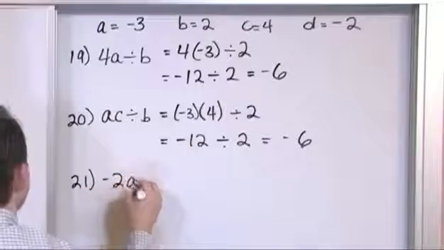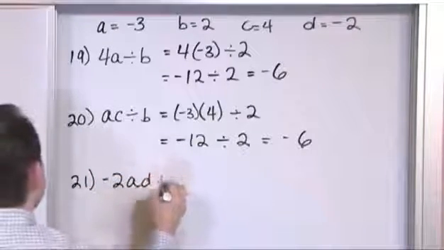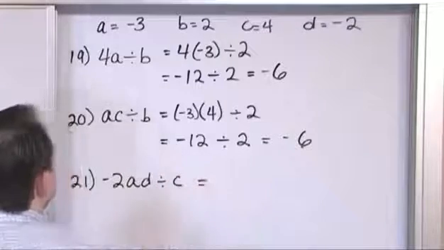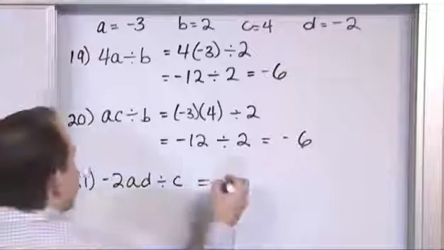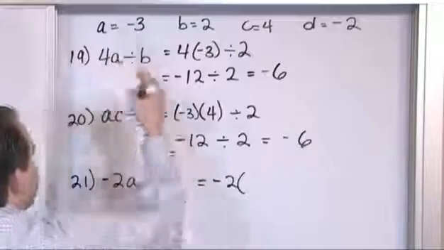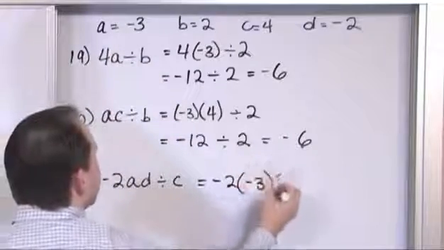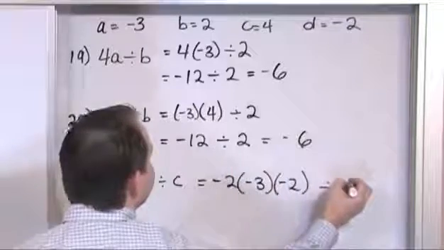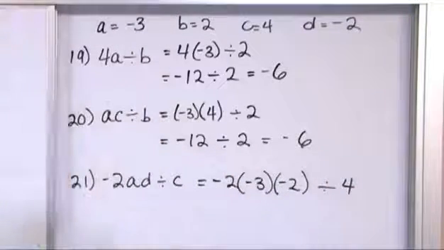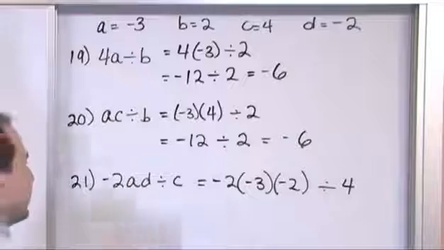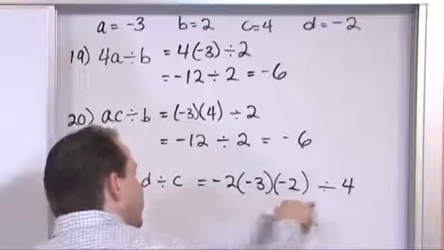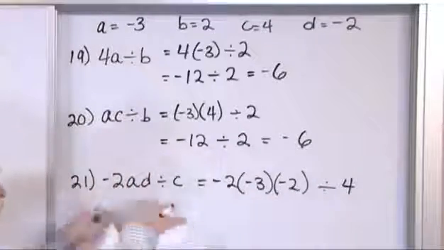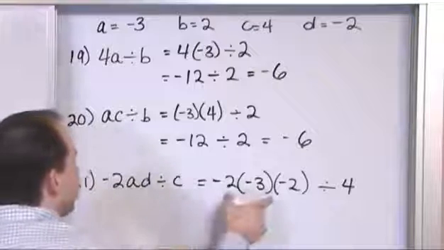Negative 2 times A times D divided by C. So let's plug in what we know. We have negative 2 times A, which is negative 3, times D, which is negative 2, divided by C, which is 4. And so let's go ahead and work left to right because multiplication and division are both kind of equal, so we'll start at the left. We're going to work on these two numbers first.